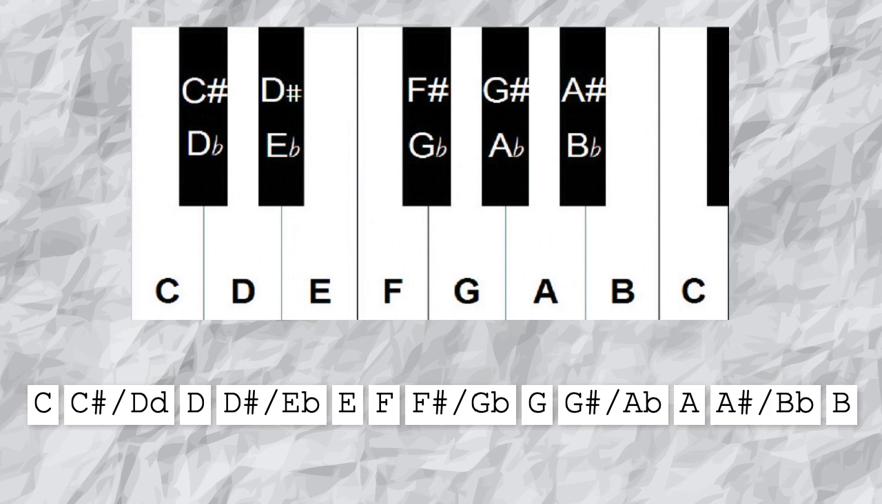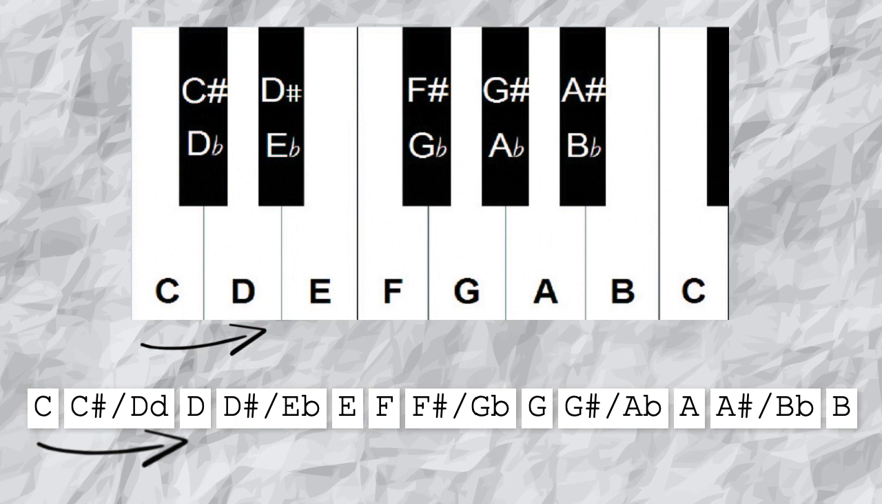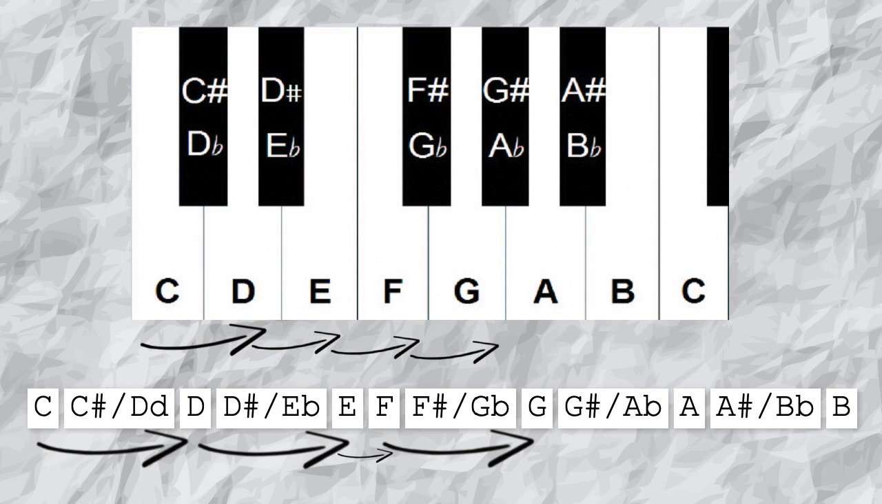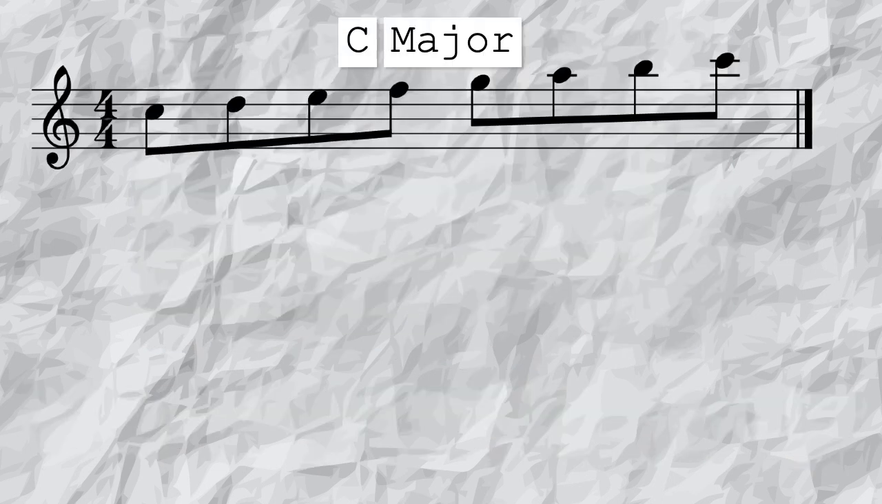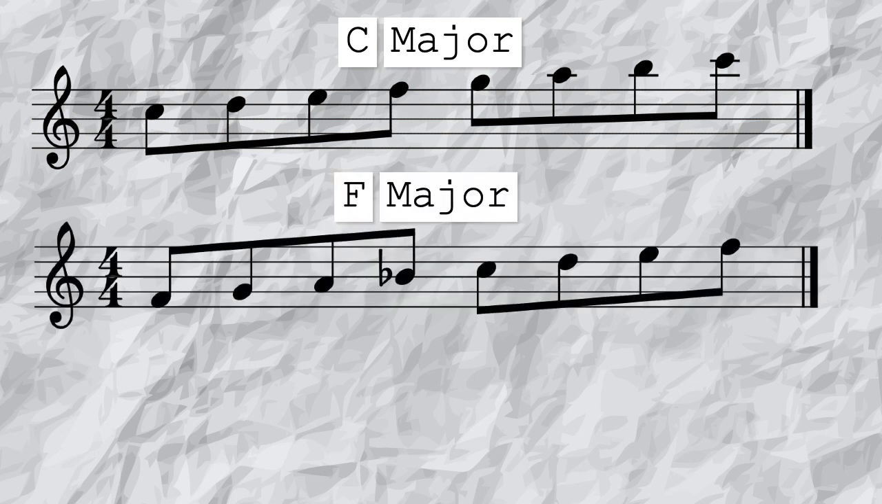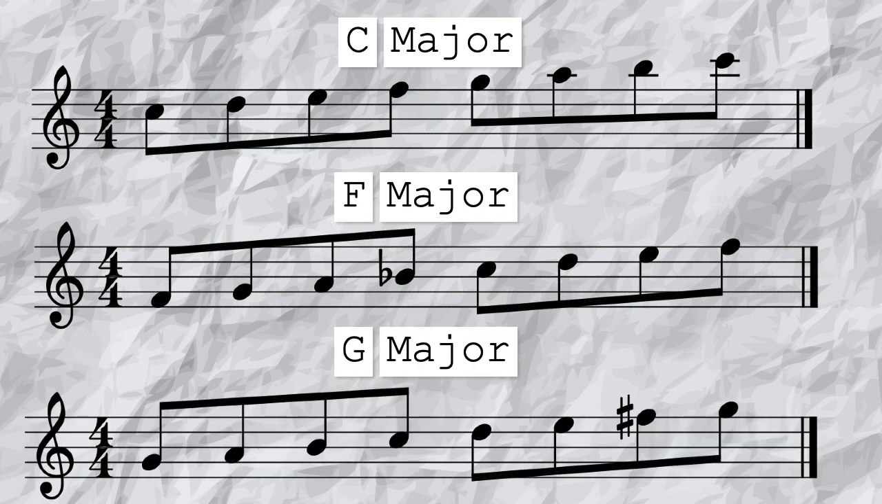Using C as an example, the C major scale is created by taking a note, then going up a tone, then another tone, then a semitone, then a tone, another tone, and finally a semitone will get you back to the original note. So whichever note you start on, by following this pattern, you'll create a major scale. For example, here is an F major and a G major. Each one starts on a different pitch, but they all have the same tonality.